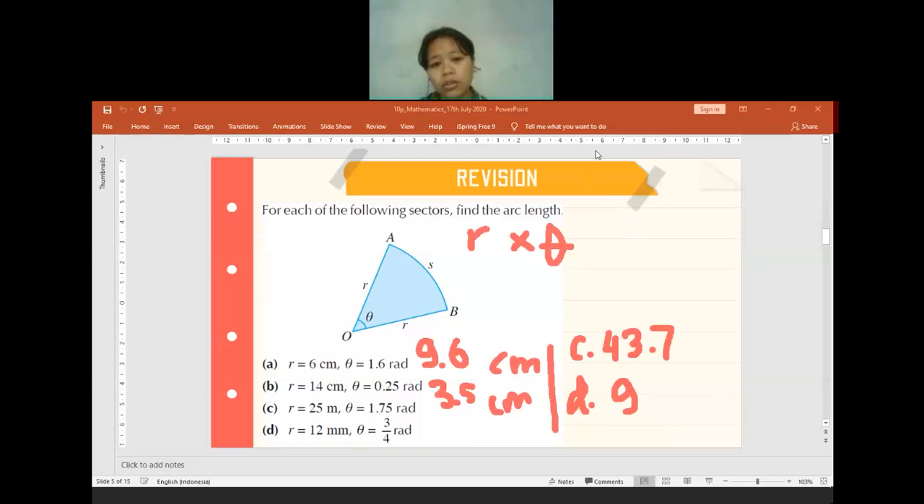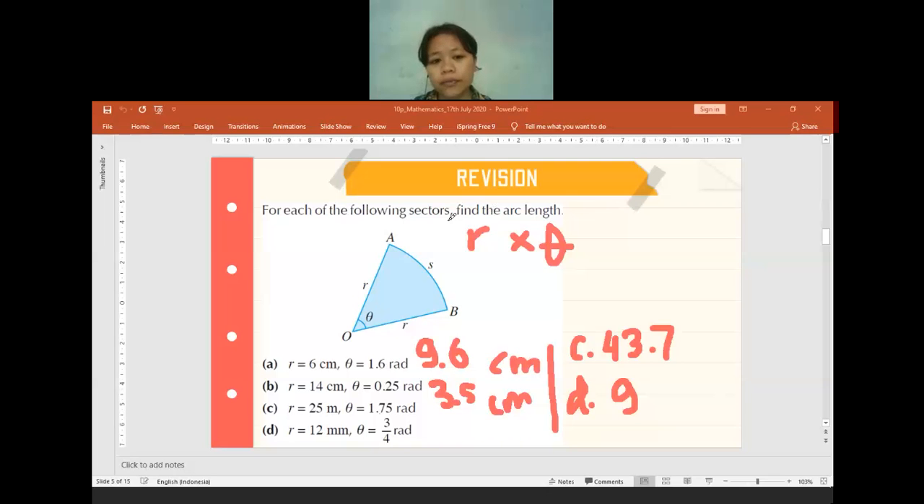Is there anyone who is still confused? Or will you just do it like this only? Teacher, yes, I have a question. Okay. So, find the arc length.